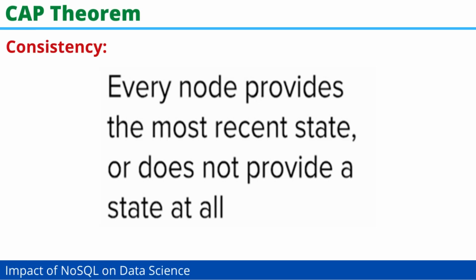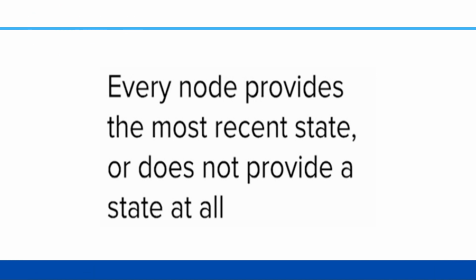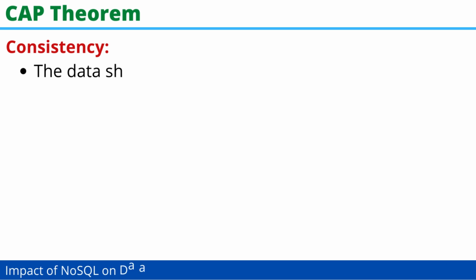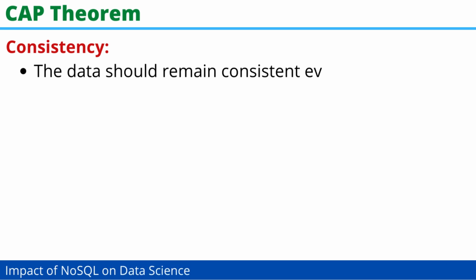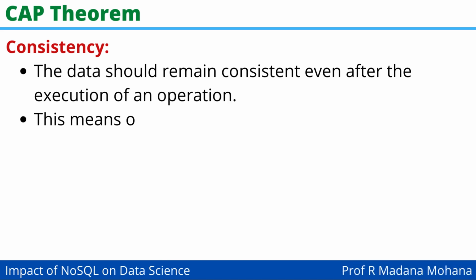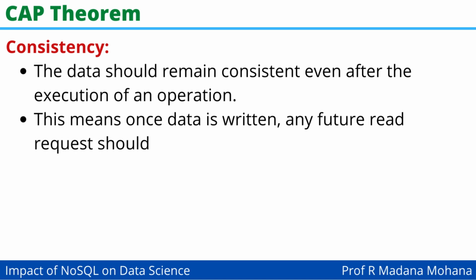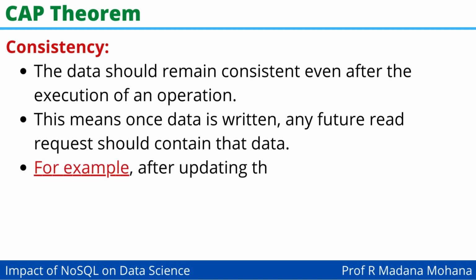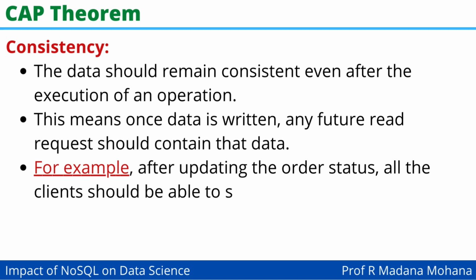Coming to consistency, here every node provides the most recent state or does not provide a state at all. That is consistency. Then the data should remain consistent even after the execution of an operation. This means once data is returned, any future read request should contain the data. For example, after updating the order status, all the clients should be able to see the same data. This is consistency.